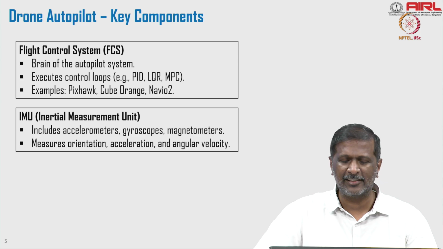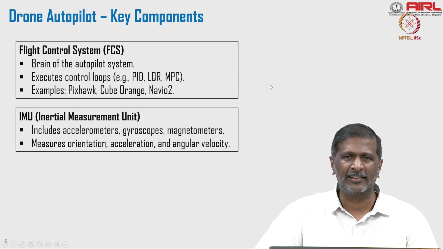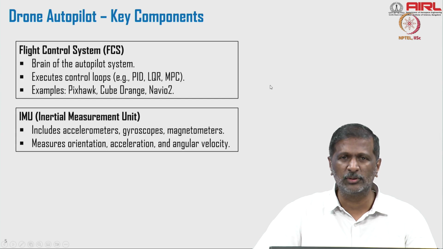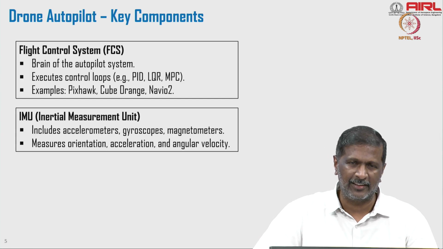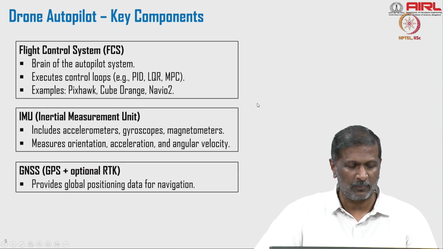With acceleration and angular velocity, we talked about estimators, right? Kalman filter, extended Kalman filter. We can use that to estimate the position, the velocity, and the attitude of the vehicle. All that we can do.